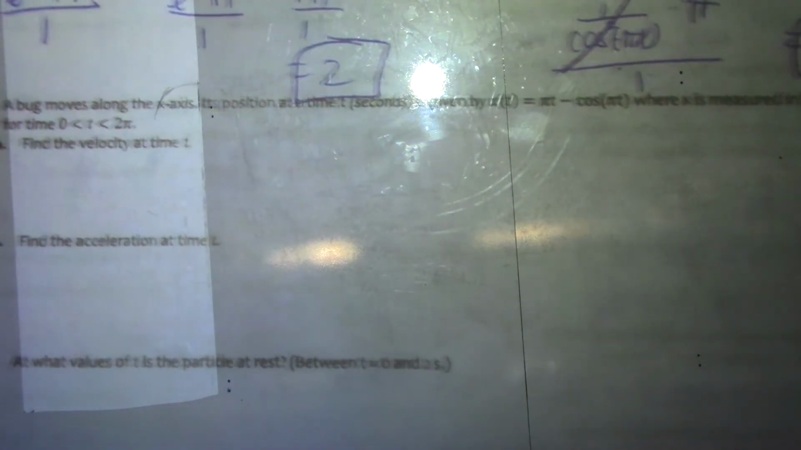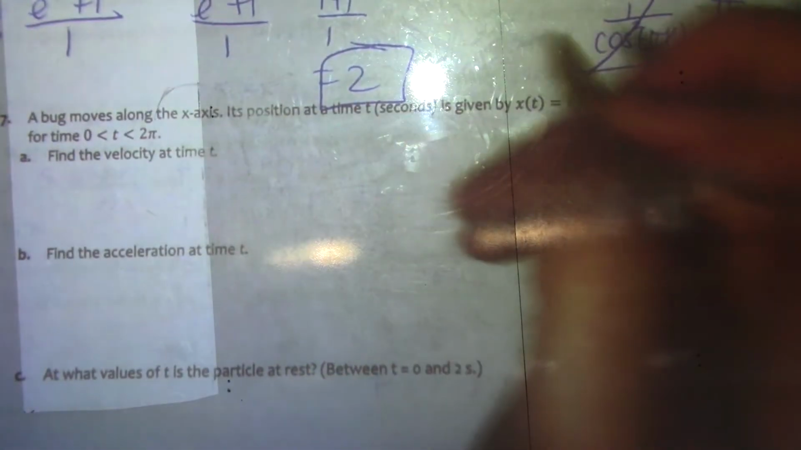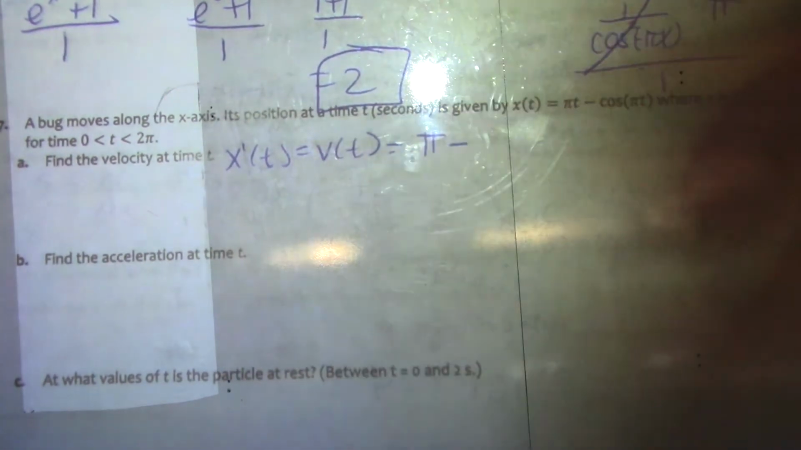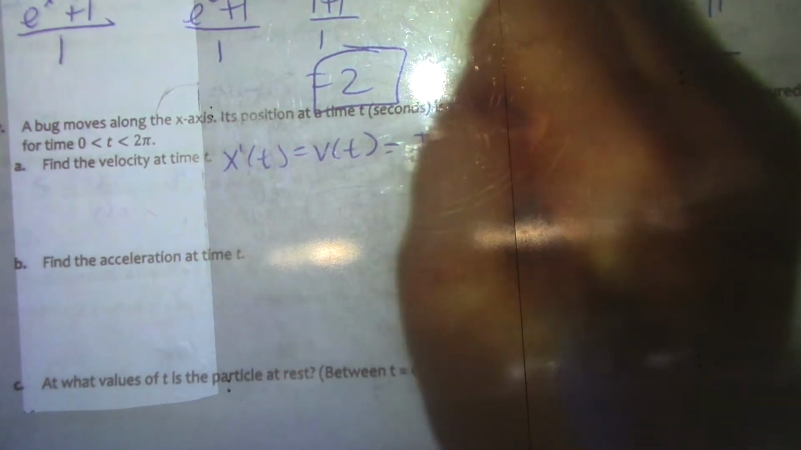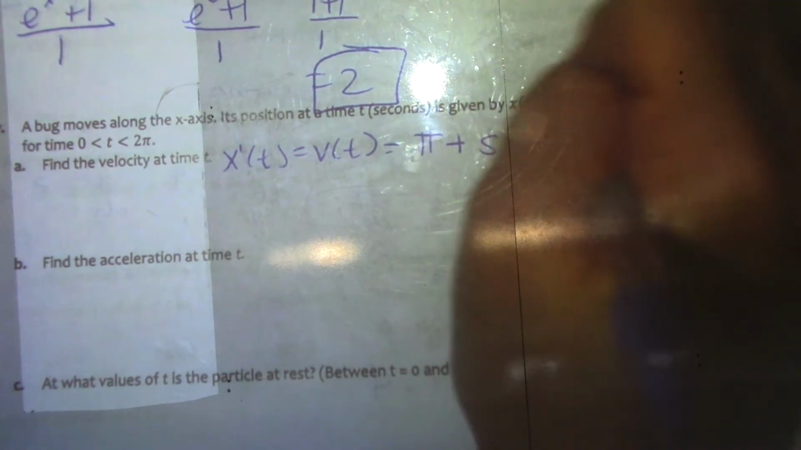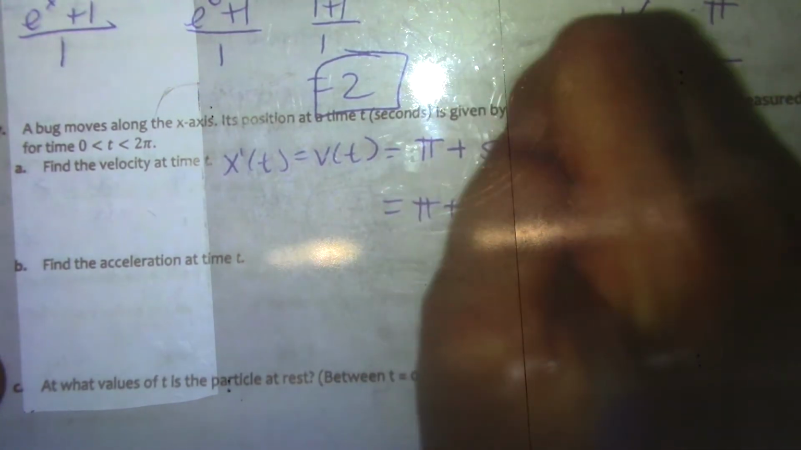Alright, we've been given position, and we're trying to find velocity, or the velocity at time t, so x prime is my velocity, and that's going to be pi minus, derivative of cosine is negative sine, so that becomes plus sine of pi t, and then chain rule multiplied by pi. I'm going to rewrite this as pi plus pi sine of pi t.